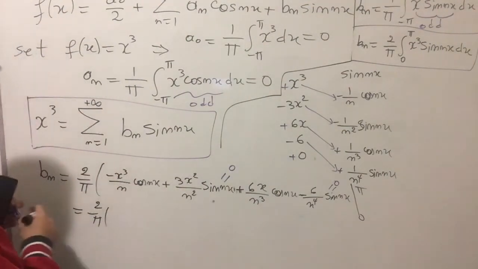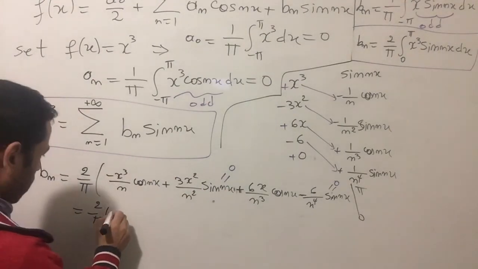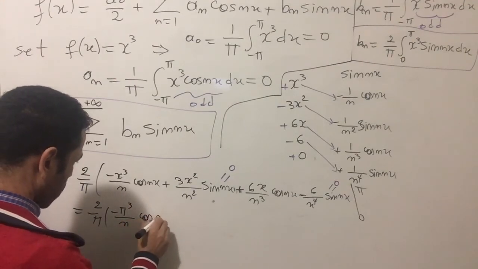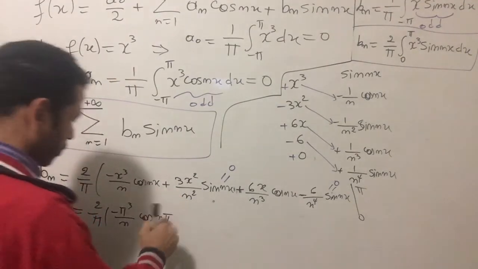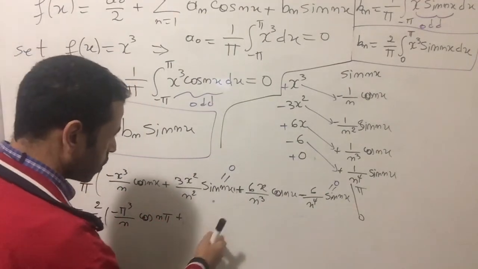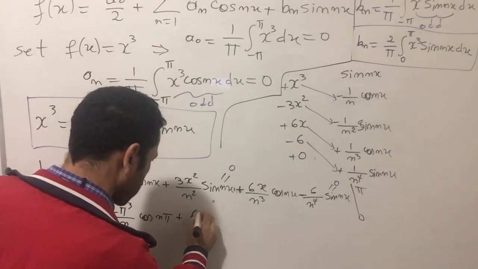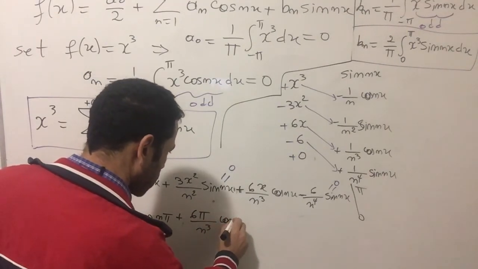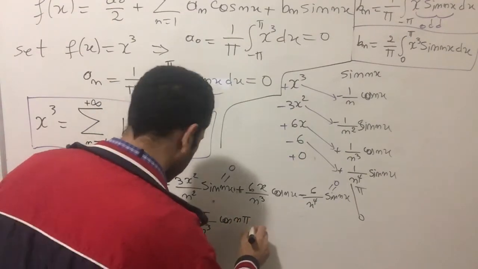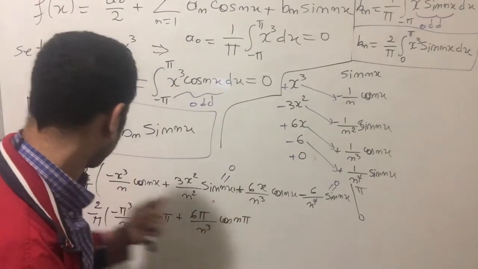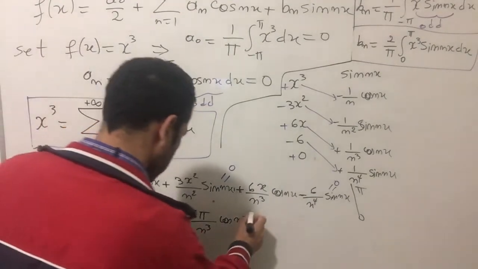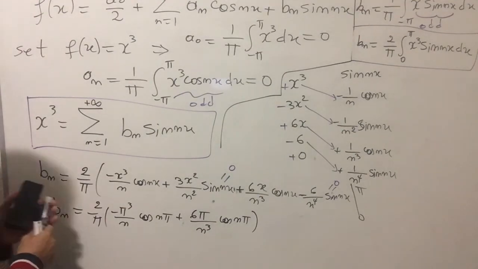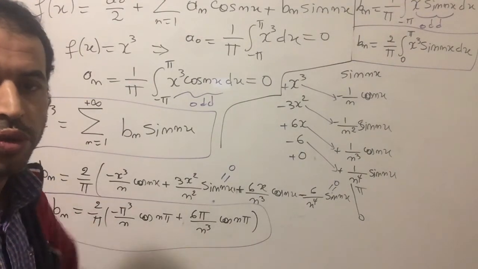2 terms. Okay, I'm going to apply pi here: minus pi cubed over n cosine n pi. Apply pi into this one, it gives us 6 pi over n cubed cosine n pi. Minus 0, because if you plug 0 into x, it gives you 0. So this is b sub n. Okay, now let's clean up the board and move on to the next step.